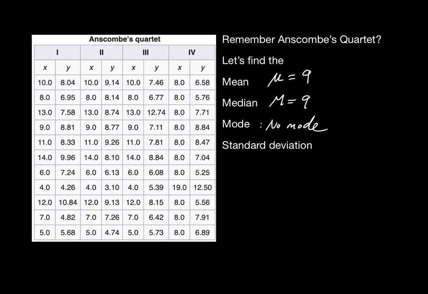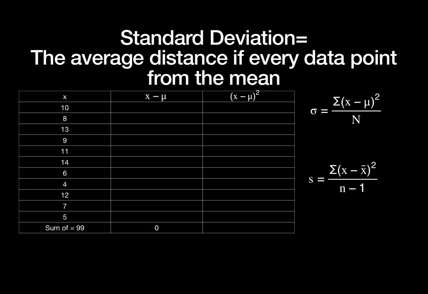But now we're going to go on to standard deviation. Standard deviation is a measure in statistics that tells me the average distance of every data point from the mean. Once again, it is the average distance of every data point from the mean. And here's how we would calculate it.